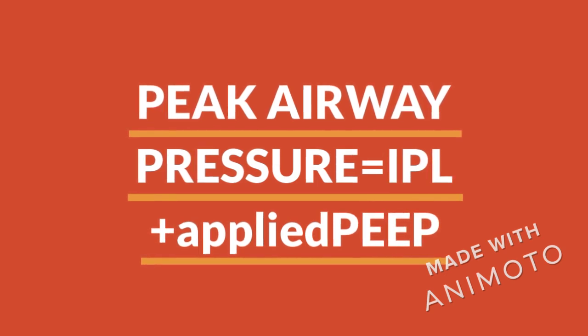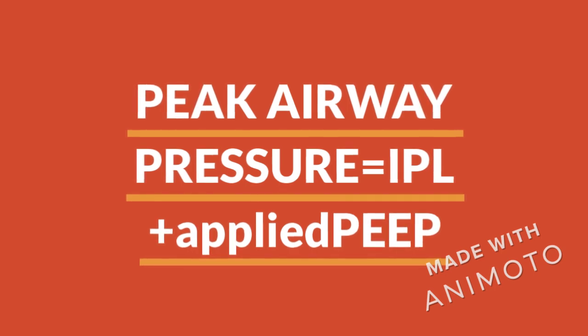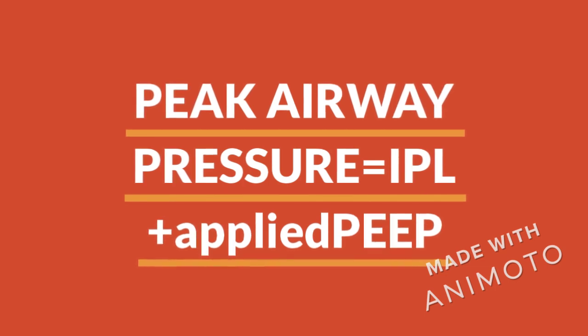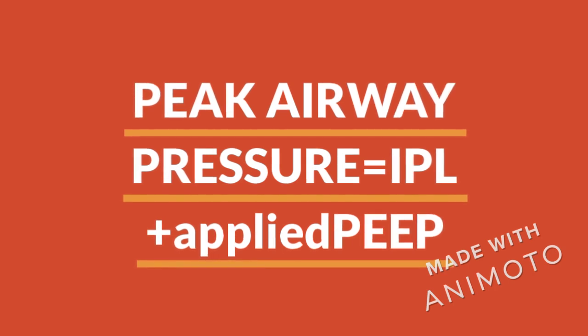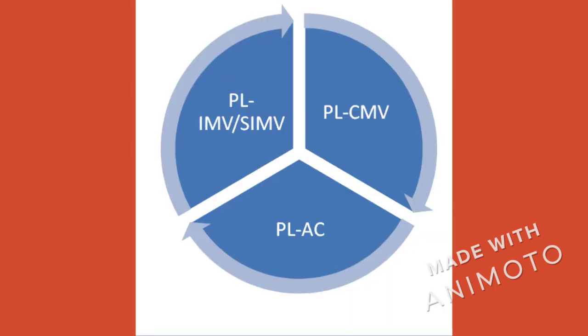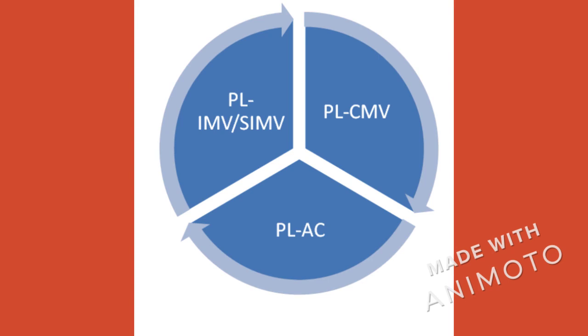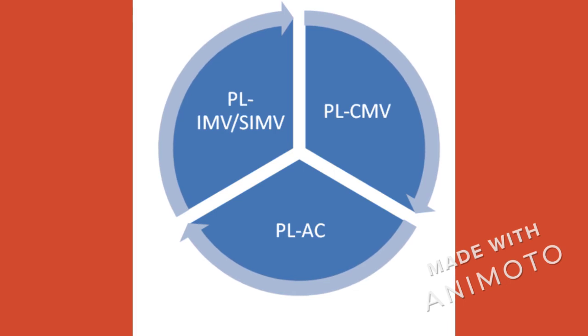What is peak airway pressure? It is the sum of the inspiratory pressure level and the applied PEEP. For example, if the clinician sets the IPL at 20 cm of water and applied PEEP at 10 cm of water, then the peak airway pressure will be 30 cm of water. Pressure limited ventilation can be delivered using the same modes of ventilation that deliver volume limited ventilation. These are the pressure limited CMV mode, pressure limited assist control mode, and pressure limited IMV or SIMV mode.